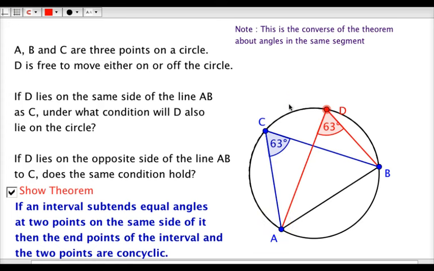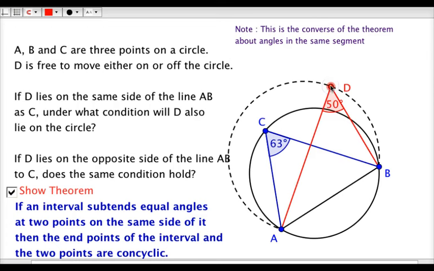So this is another theorem for angles in the same segment. Let's say the diagram of the circle is not there. If you have, for example, something that looks like this, but that 50 is not the same as that 63, then you know that A, B, C, D do not all lie on the same circle.